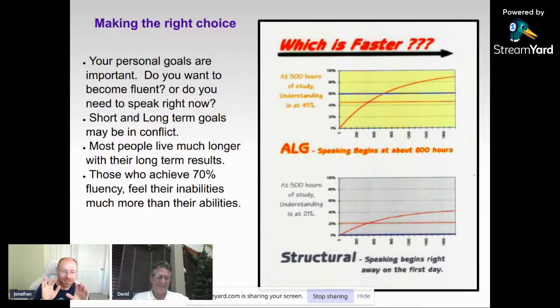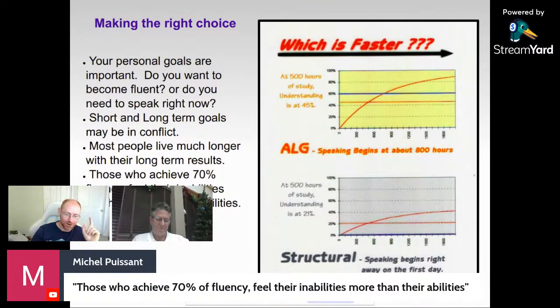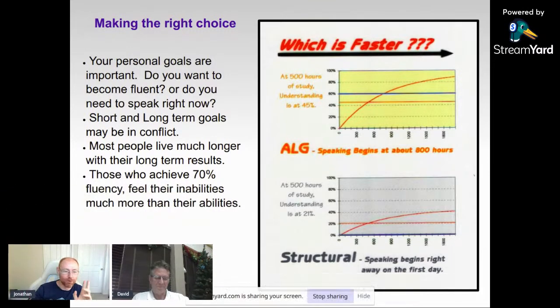Hold on, David. This is an amazing point, and we have someone, Michelle, who actually pulled that out because it's so beautiful. But before we do that, I just want to tell people the structural method only works to get you to that 70% if you are getting input somewhere. It doesn't have to be in Thailand interacting with Thai people. The geography isn't important. What's important is the input. You're still going to need input.